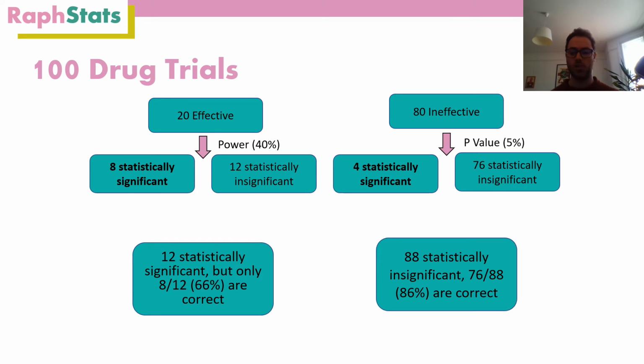And this is the sort of diagrammatic work-through of that. Feel free to pause and check this so it makes sense, but it's saying the same thing, and that this 66% is equivalent to our positive predictive value in tests, and the 86% to the negative predictive value, with the 40% being our sensitivity and the 95% being our specificity. So the specificity is like the reverse of the p-value.